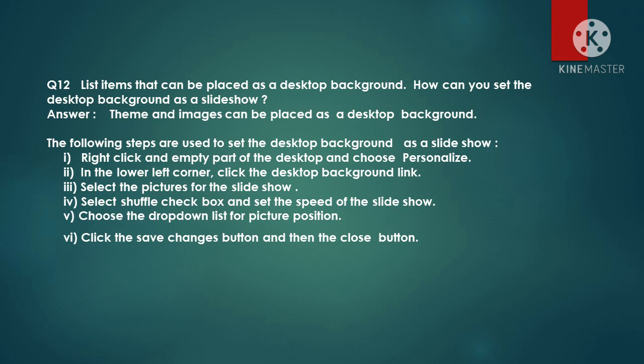Step 3. Select the pictures for the slideshow. Step 4. Select the Shuffle check box and set the speed of the slideshow. Step 5. Choose the drop-down list for picture position. Step 6. Click the Save Changes button and then the Close button.